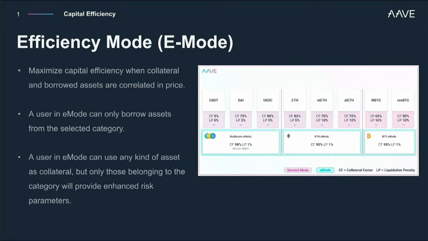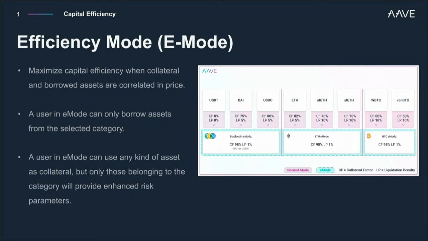This is efficiency mode. This allows to increase the collateral efficiency of the protocol, providing higher collateral factors to the users. This is possible when the user is supplying or borrowing assets that belong to the same group of assets, also known as categories. What is a category? That's the question. A category is just a group of assets that shares the same nature or characteristics.